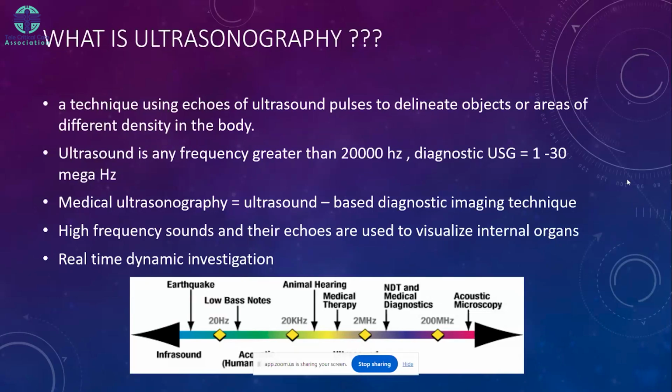In contrast to that, ultrasound is the frequency more than 20 kilohertz. Again, this goes beyond our normal hearing range. Once we start escalating from 20 kilohertz, it ranges towards the animal hearing, beyond which it goes into medical therapy, that is around 2 megahertz. And then for medical diagnostics, it is from 2 megahertz to almost 200 megahertz.